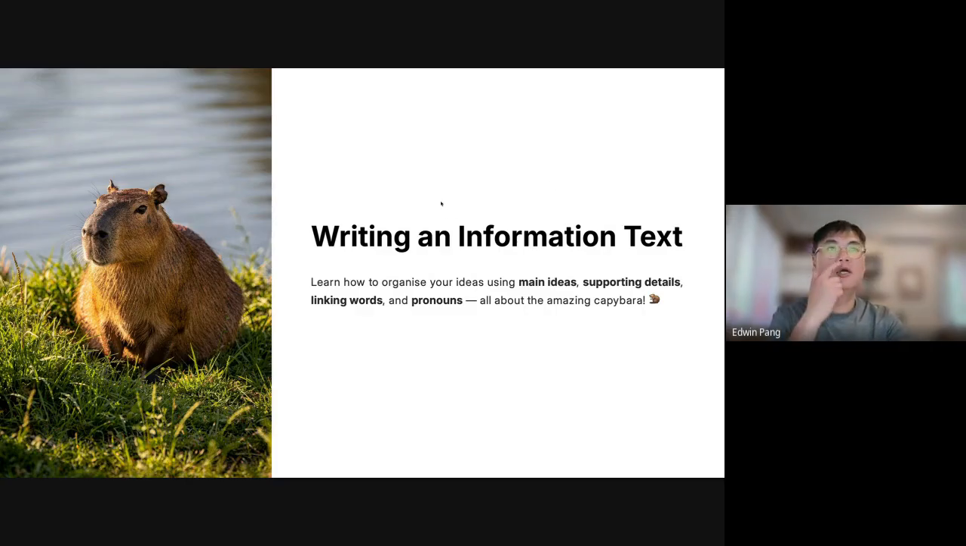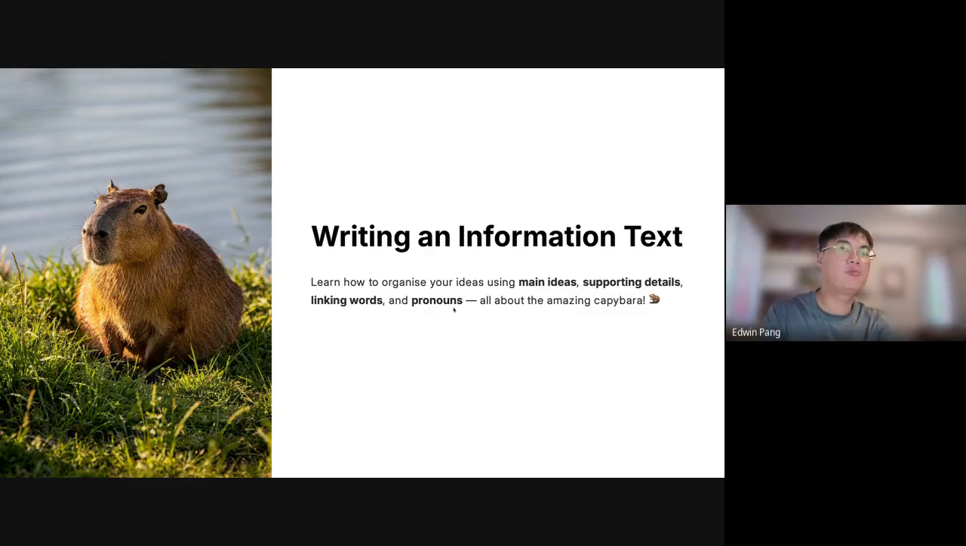Okay, so this is what we're going to be doing today. We're going to be organizing our ideas into 3 paragraphs, reflecting the 3 main ideas that I'll be presenting to you about capybaras. Why capybaras? Because it is Mr. Pang's favorite animal, okay? And so I'm doing capybaras again, even though we have done it once before in our SLS assignment, haven't we? Okay, so today we're going to learn a little bit more about capybaras, and in the process of doing so, revising how we put together an information text.